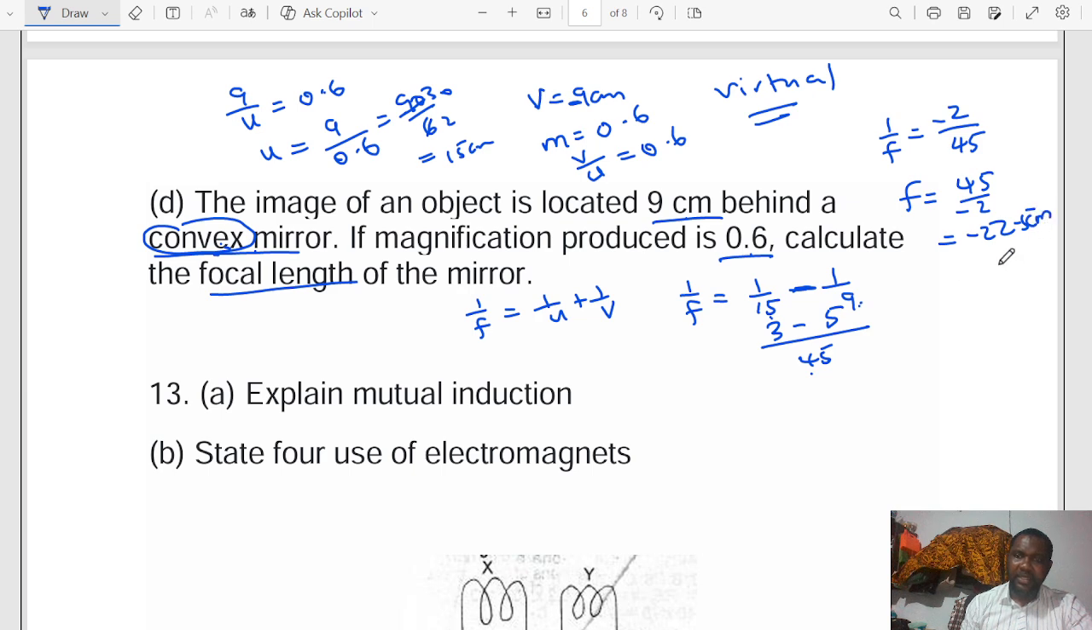It is expected that the focal length is negative because the mirror is a convex mirror. For a convex mirror, focal length is negative, but for a concave mirror, focal length is positive. So this is what it is all about, right?